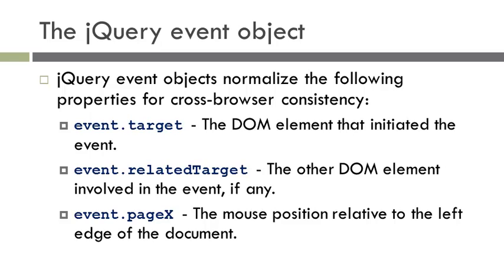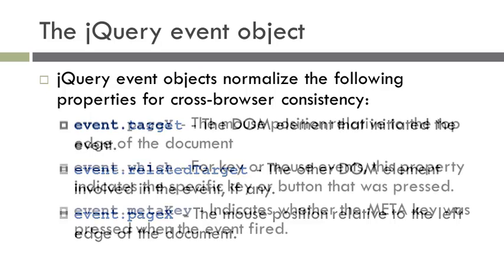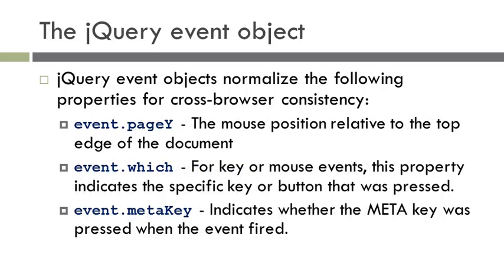Target, the DOM element that initiated the event. Related target, another DOM element involved in the event, if any. Page X, the mouse position relative to the left edge of the document. Page Y, the mouse position relative to the top edge of the document. Which, for key or mouse events, this property indicates the specific key or button that was pressed. Meta key indicates whether the meta key was pressed when the event was fired.